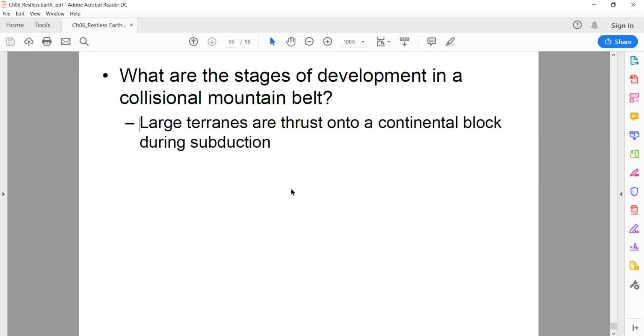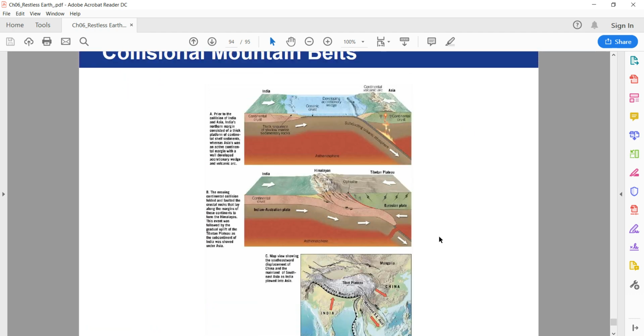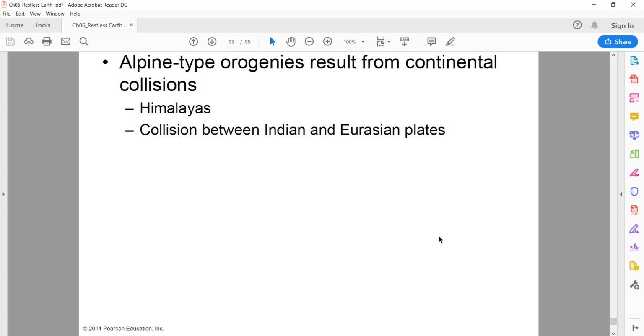There are more details given in the book, so please make sure that you read through the book and browse through all these smart figures. I have also posted some educational videos related to this chapter. Please make sure that you go through all of those videos and the text, and that will help you better understand this whole process of mountain building.